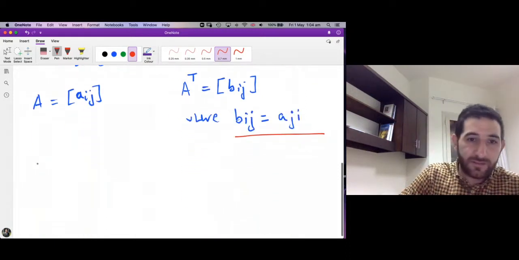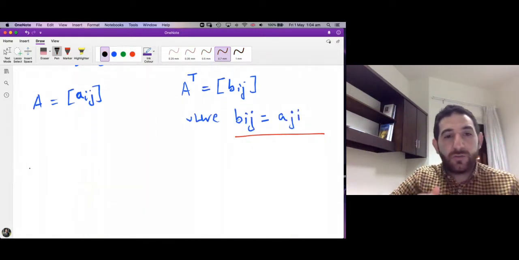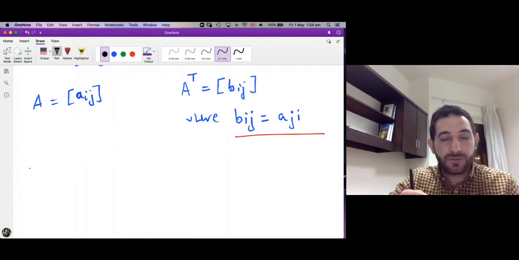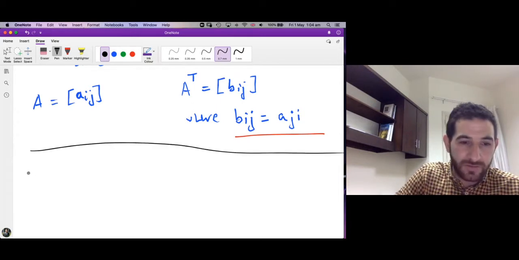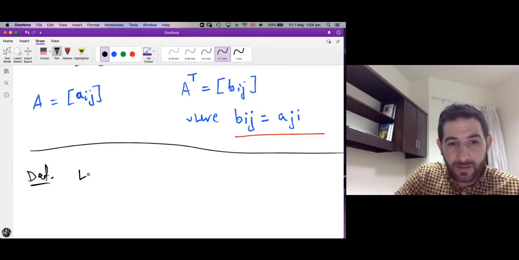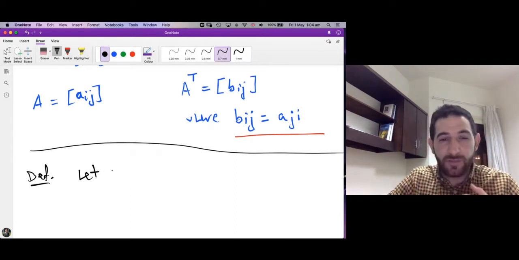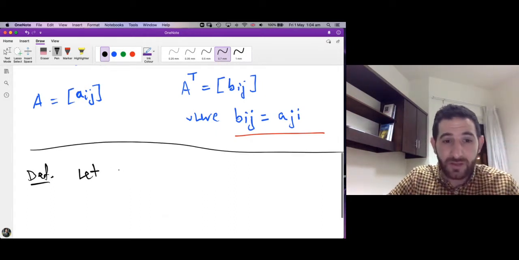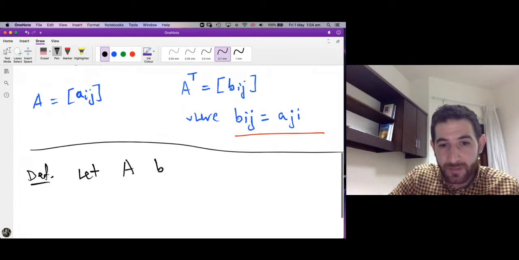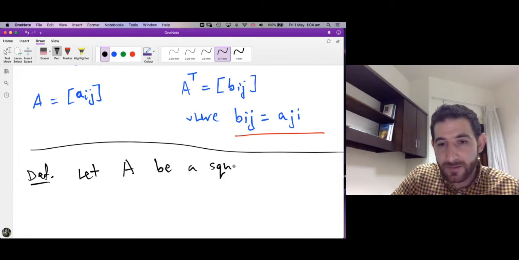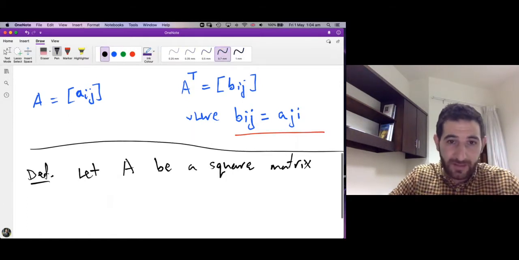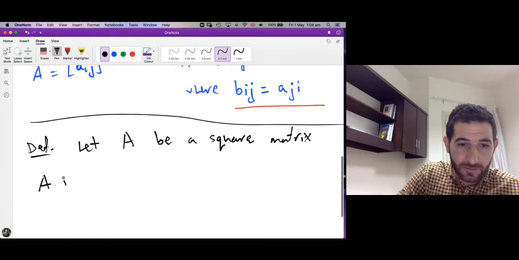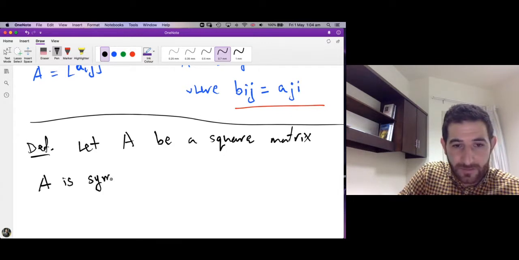Now there are matrices in which after you take the transpose of them, you get the same matrix, and these have a special name. So, definition. Notice that if you take the transpose and you get the same matrix, then this matrix must be a square matrix. So let A be a square matrix, then we call A symmetric. So A is called a symmetric matrix.